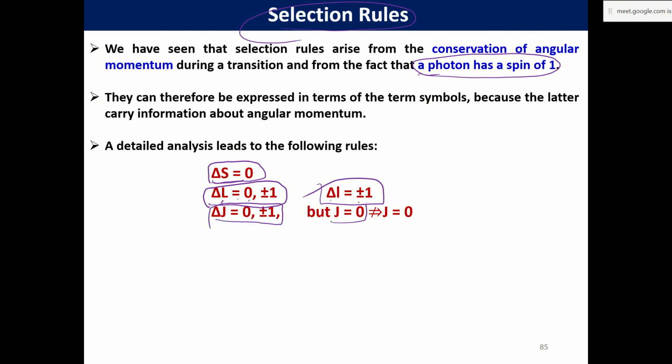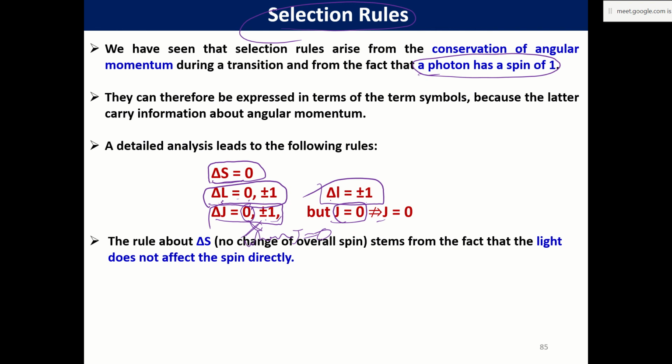But when J equals 0, J cannot be 0 in that case. So this condition does not apply when J is 0. In that case, it must change by plus minus 1. So there is no change in overall spin. That's what we have, the delta S rule, because we know now that light does not affect the spin.